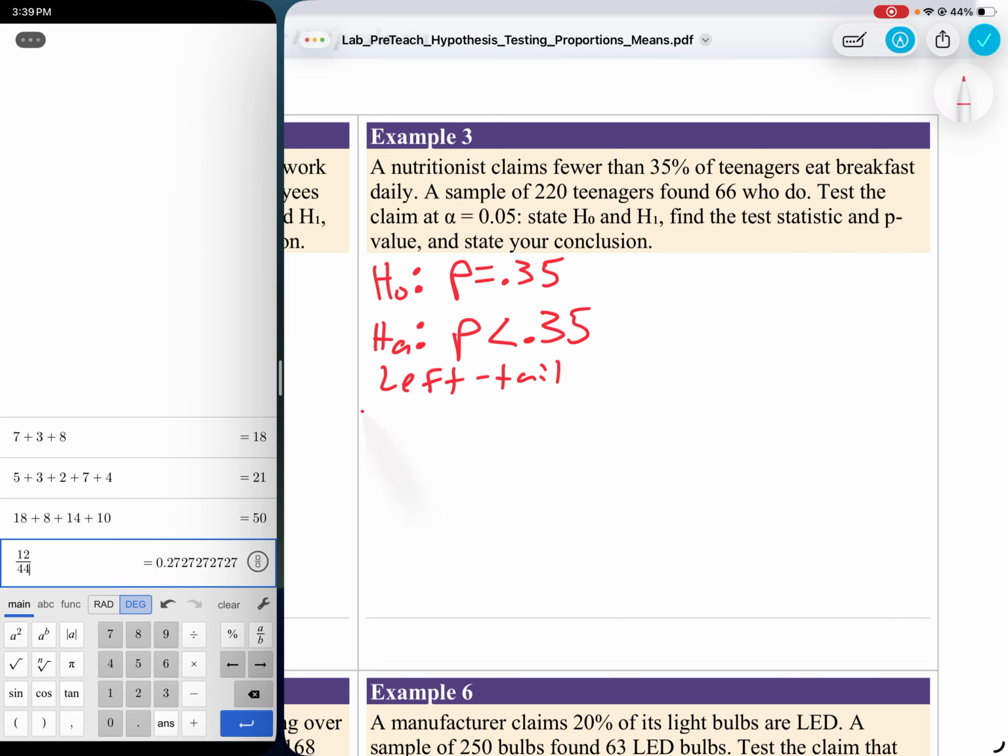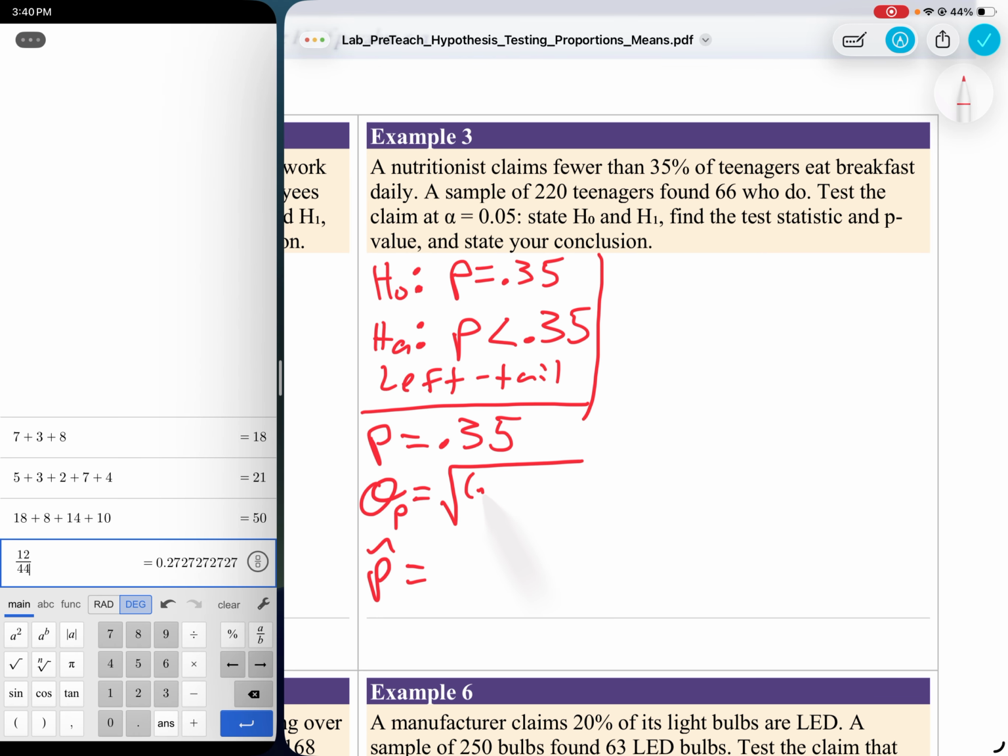After we get our hypothesis test up here, we need to go grab P, the standard deviation of P, and P hat, our sample proportion. Our population P is going to be the null hypothesis that we're testing, that 35% of teenagers eat breakfast. In order to get the standard deviation for a proportion, we're going to take our population proportion times 1 minus the population proportion over the sample size of 220, and all of that's underneath the square root sign.